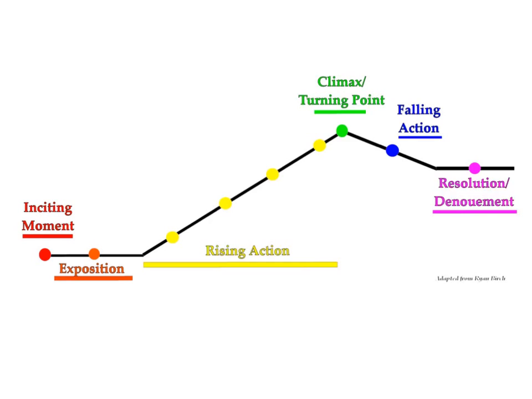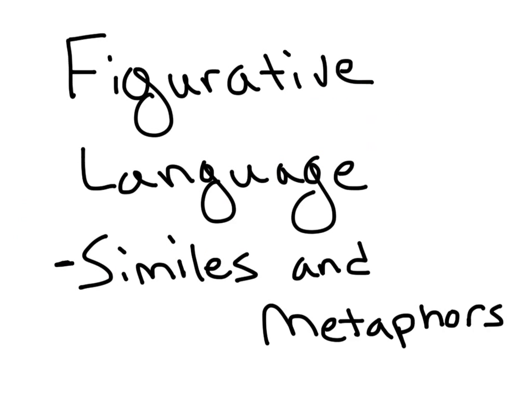So as you can see here in this plot diagram, it's kind of a mirror of itself. We have flat, up, we got the turning point, down, and flat again. So you're going to be working with this plot diagram in the course. If at any point you get confused, you can always go back to this, and there's lots more information on the internet as well. So the next thing we're going to talk about is figurative language.